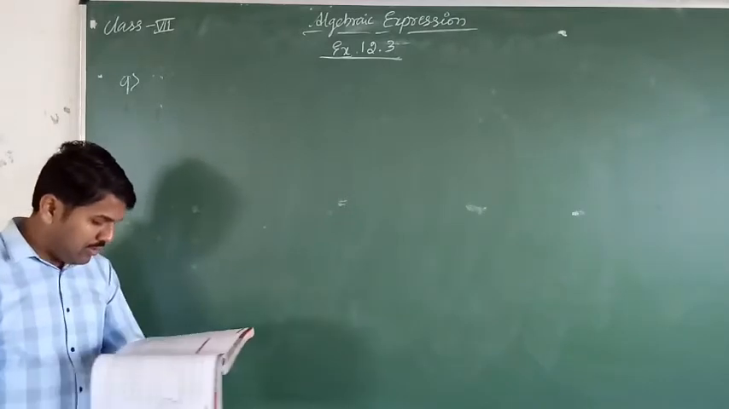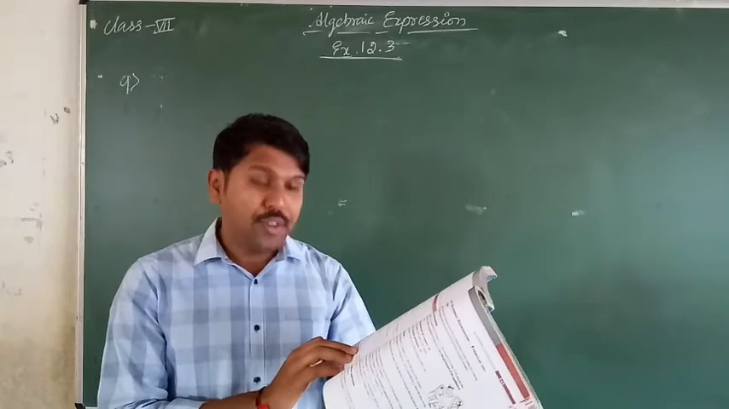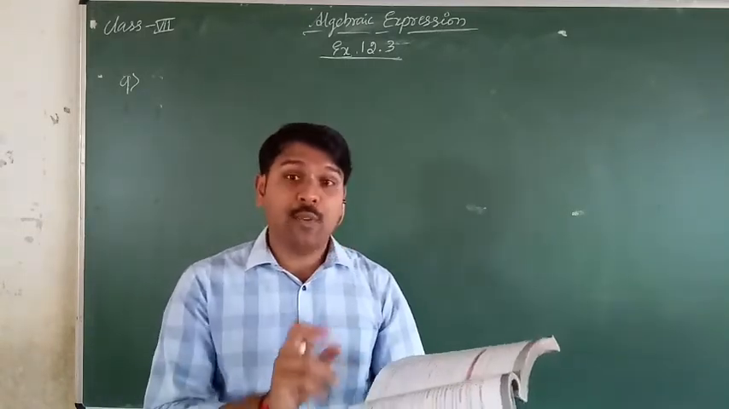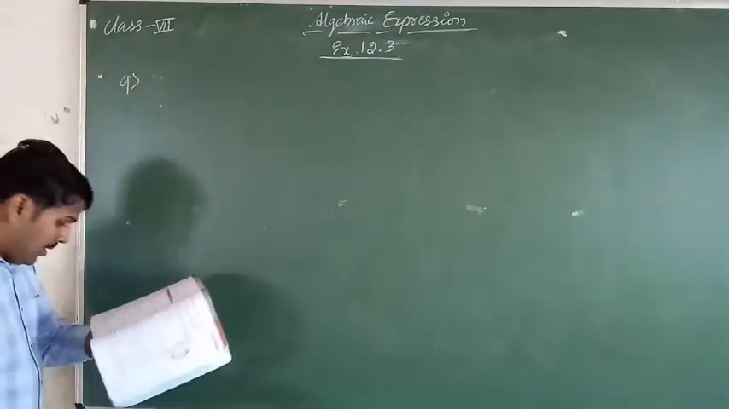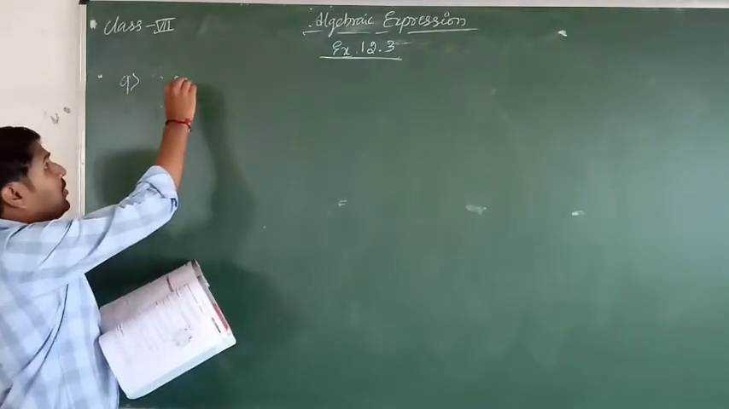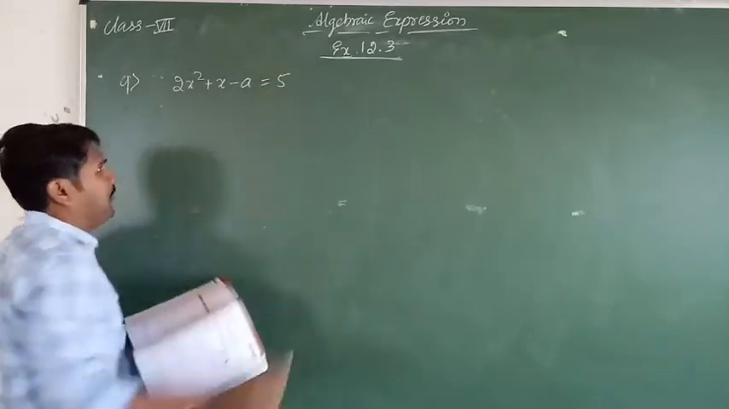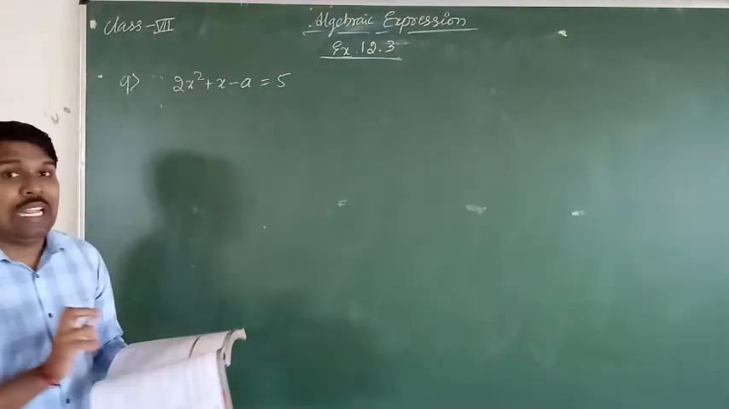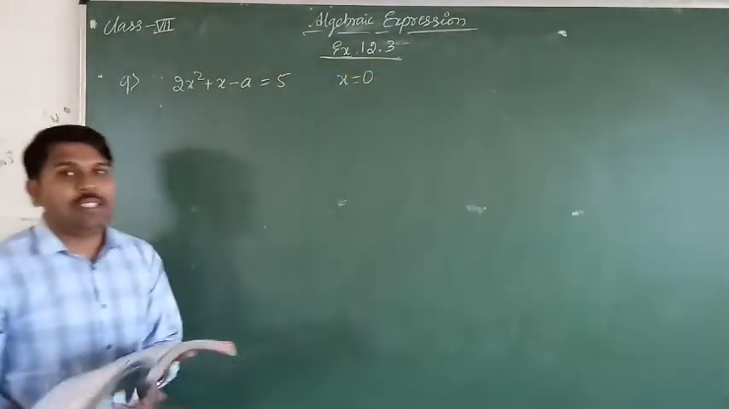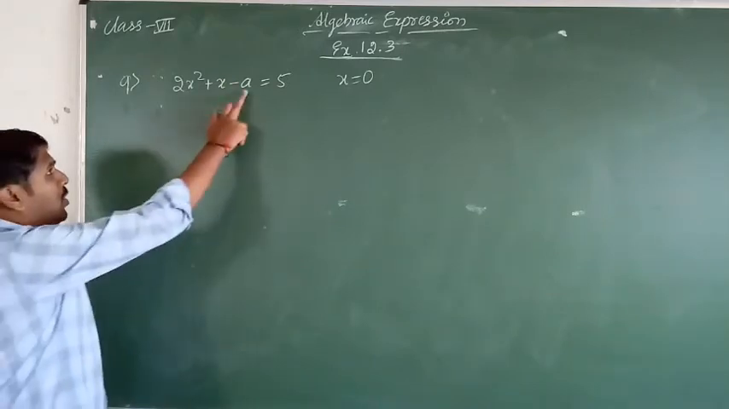So 9.1. What should be the value of a if the value of 2x square plus x minus a equals 5 when x equals 0? So what are we given? We should find the value of a. And what is the data they gave? 2x square plus x minus a equals 5, when x equals 0. Here the x value 0 is given. Just find the value of a. Okay, so how to find the value of a?